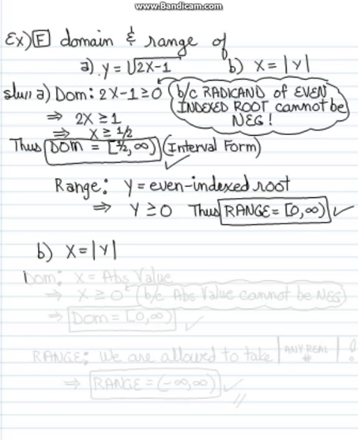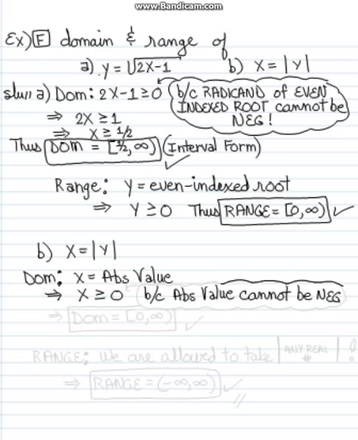So we recognize when we're working on the domain, the x value in this case is equal to an absolute value. That implies the x value has to be greater than or equal to 0, and the reason is because the absolute value of anything cannot be negative. And that implies if x is greater than or equal to 0, in interval notation, the domain of this function is equal to the smallest value, 0, and it can equal 0, so we put a square bracket on 0, all the way up to infinity with a round bracket.